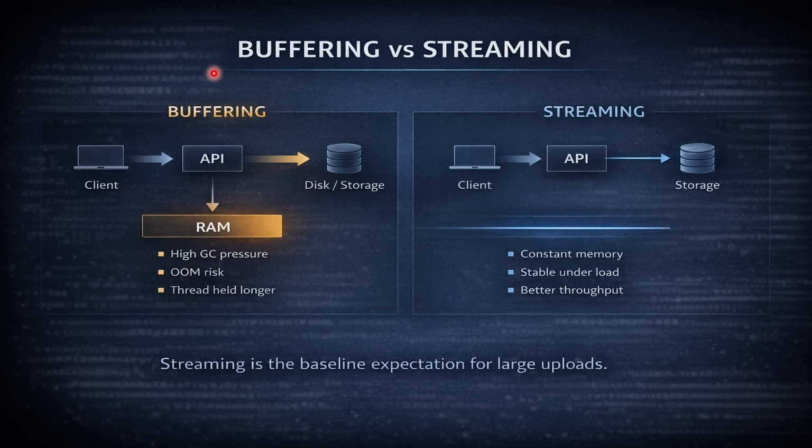Buffering happens when the server waits for the entire file to arrive and only then processes or saves it to the storage. Now, pause for a second and think about that. A 5 GB upload, minutes of continuous data, and your API is holding the whole thing. This is not just inefficient, it is unstable. Memory grows as the file size grows. Garbage collector pressure increases, and threads are held for a very long period of time. Under concurrency, it literally collapses.